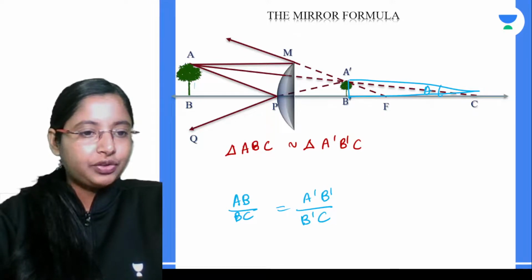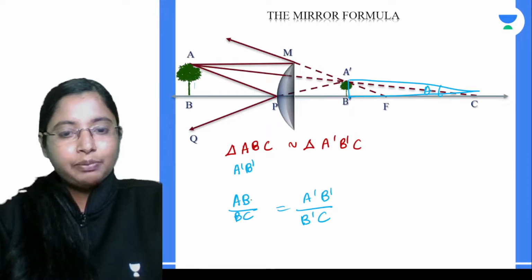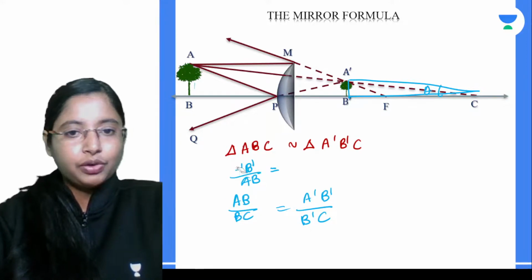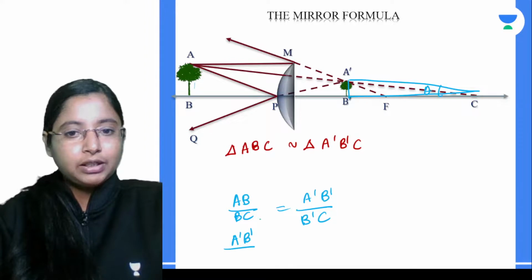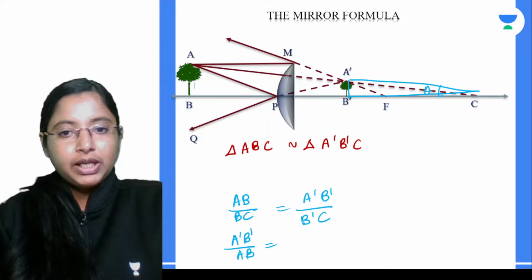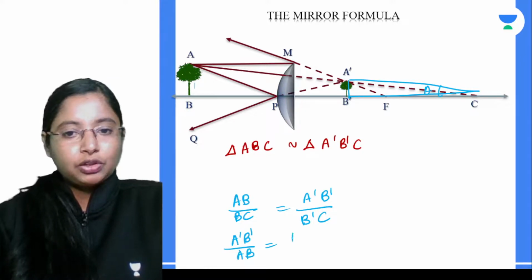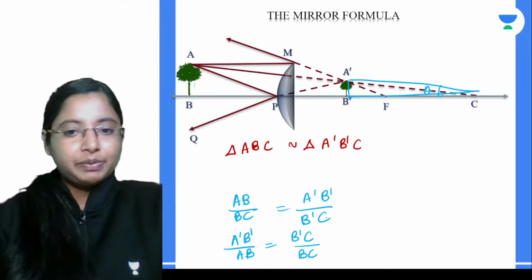Let's rearrange it. Now let's keep A dash B dash to one side, and bring AB down here. What we have over here is A dash B dash divided by AB. On the other side we will end up having, obviously this goes on top, B dash C by BC. Alright, so now what we have is B dash C by BC.